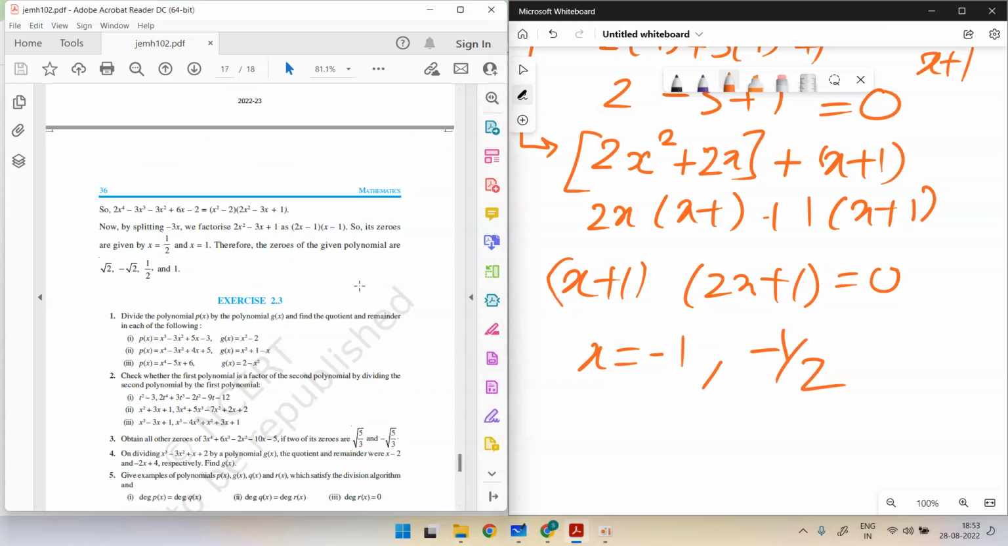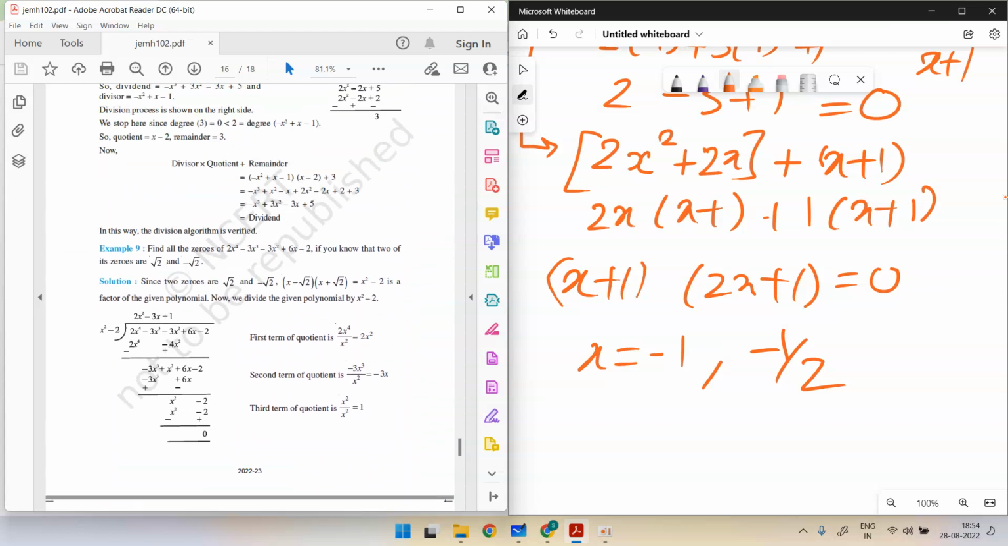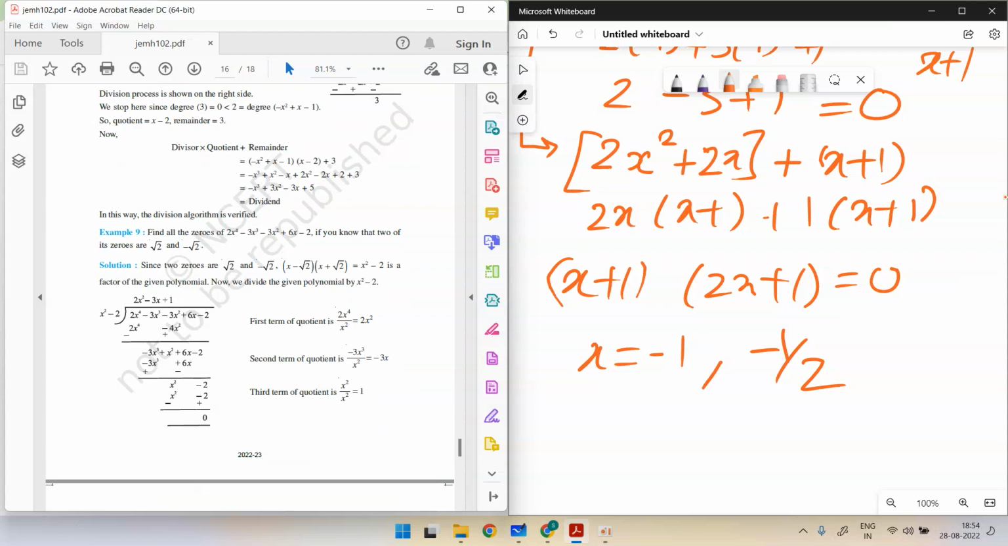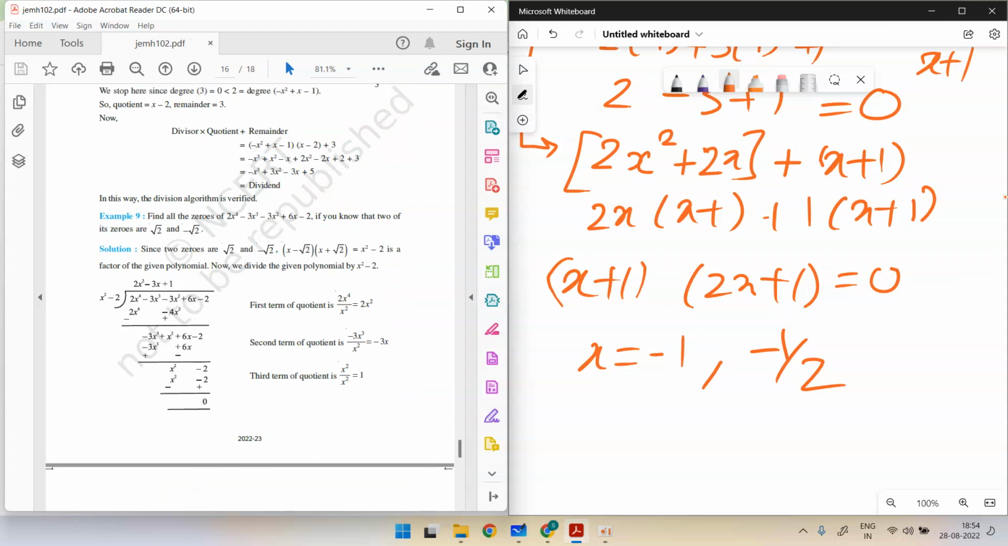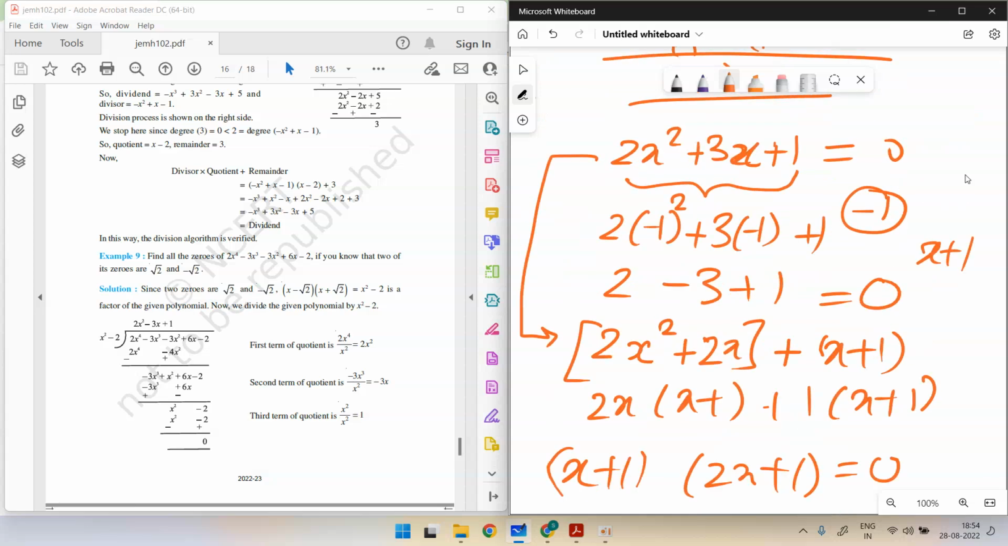So say that x equal to 1, minus 1. Minus 3x plus 1.